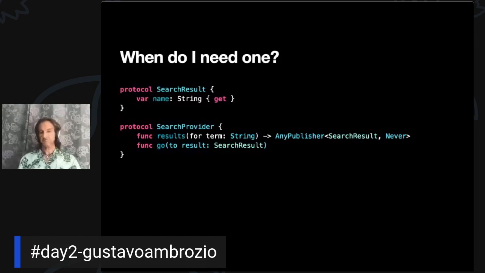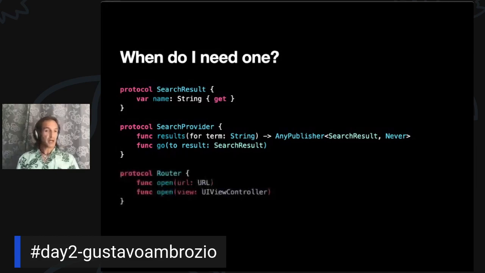Now the provider figures out what you do, right? It can read from a file, it can go to the server and asynchronously provide as many results as it wants to this AnyPublisher. And we're also going to have a method called go, which is going to route me to a result. Whenever the user clicks on a result, I'm going to have to route that user to the result, and the app has to do the right thing. So we have a router to do this.